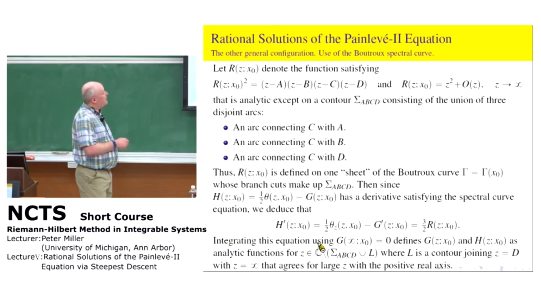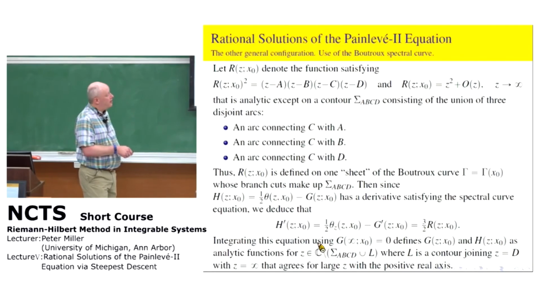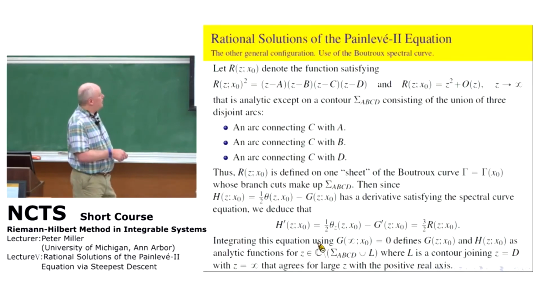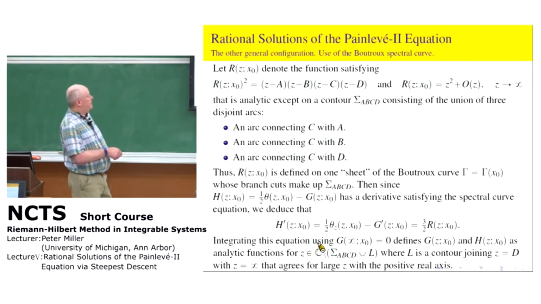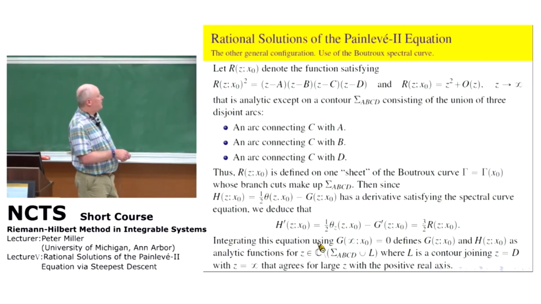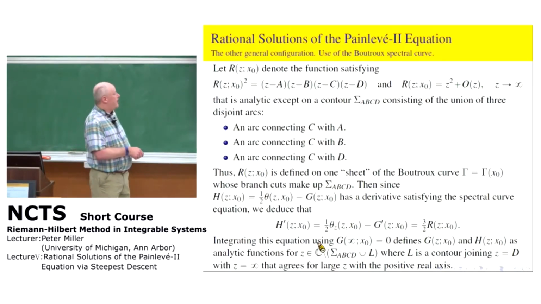Since h of z, x naught is 1/2 theta minus g, and that quantity has a derivative that satisfies the spectral curve equation, we get that h prime has to be exactly 3/2 times R. So it's just the square root up to a 3/2 factor. If we integrate up this equation using the boundary condition that g of infinity should be 0 (actually, this should be g prime at infinity is 1 over z plus small; I'll fix that later), that defines g and h as analytic functions.